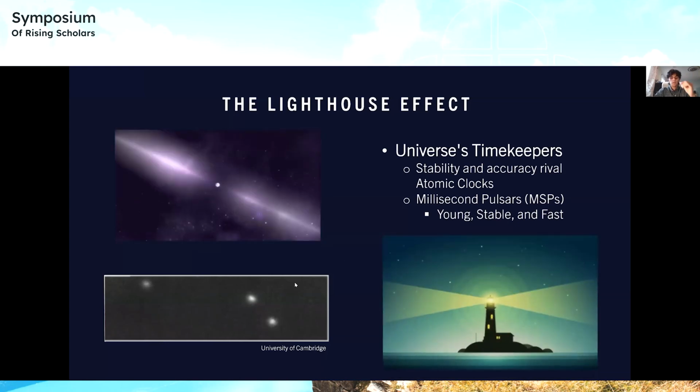So what you actually see when you're looking from Earth is that only when the beams of light actually pass across us does the pulsar grow brighter. And the rest of the sweeping effect you don't see. So you just see this kind of pulsating effect you see down here. In terms of the universe's timekeepers, they are extremely stable and they even rival the accuracy of atomic clocks, which are man-made clocks that are extremely accurate.